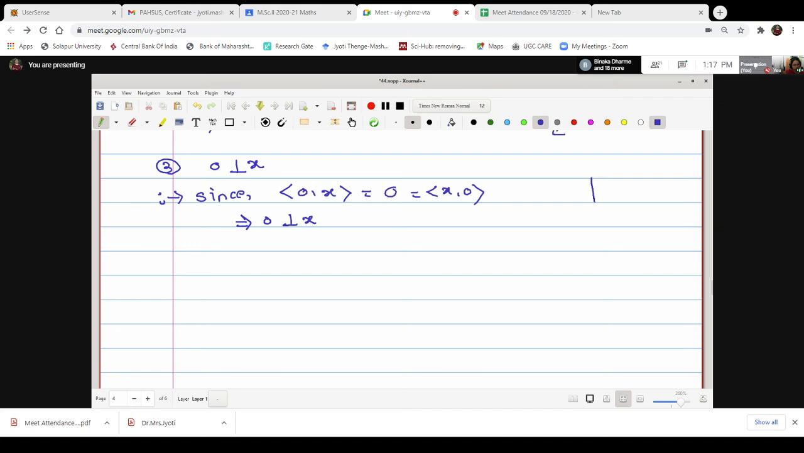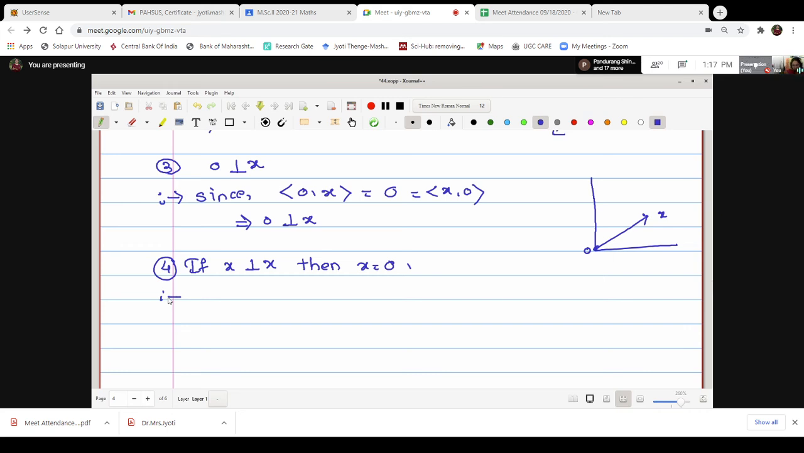Correct? See, this is the position in R2. I can show very easily. Somewhere here it is x, this is 0, then this 0 and x are said to be orthogonal to each other. Number 4, if x is orthogonal to x, then x is 0.